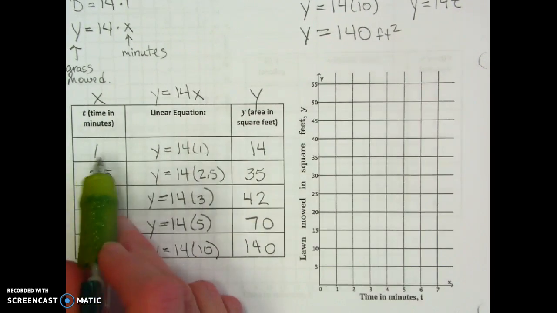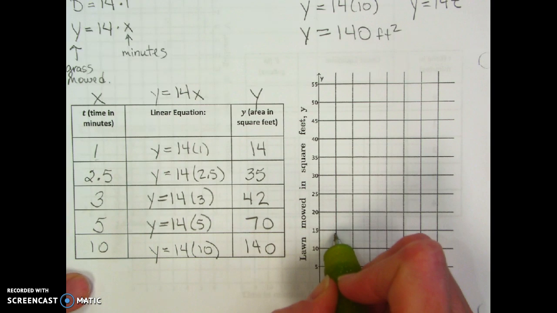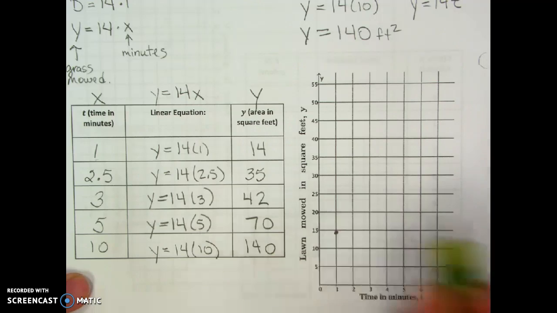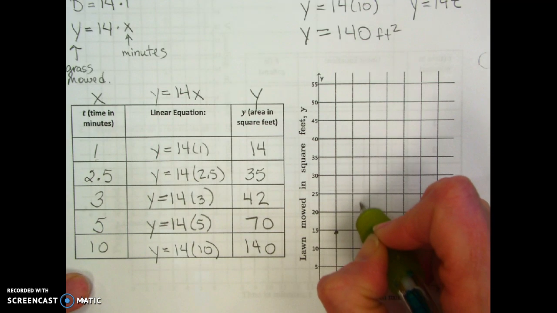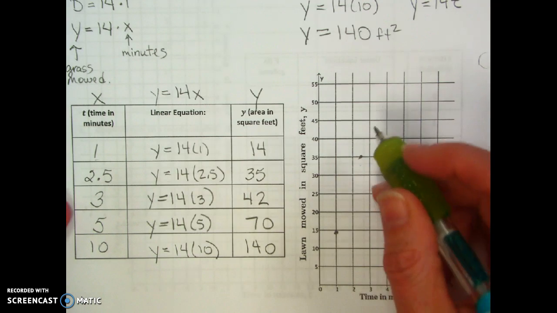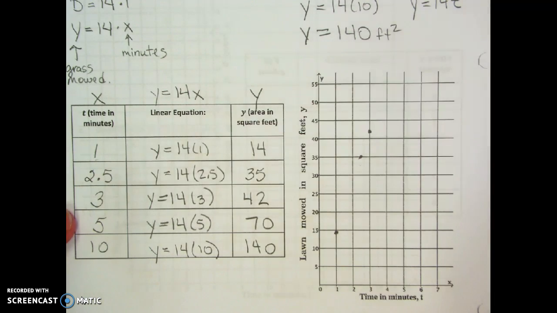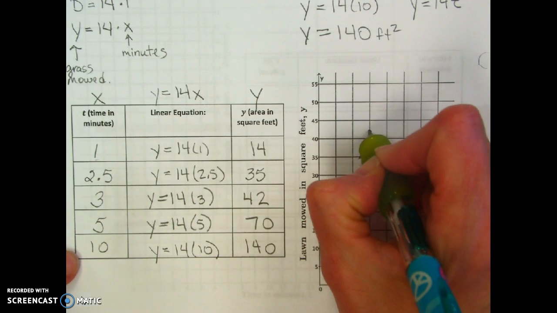So we're going to take these coordinates, 1, 14, and we're going to plot it over 1 up 14. 2.5, 35, so over 2.5 spaces, and then up 35. 3, 42. Ooh, 70 is off the chart and 140 is off the chart. So I won't be able to plot those last two.